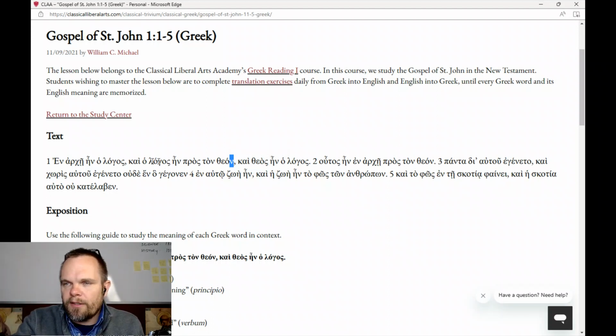So this first phrase here, or the first two phrases, we have en arche ein ho logos, kai ho logos ein pros ton theon. Make sure you pay attention to those accents. Theon. We then have the word kai again. Kai. Remember, one syllable because alpha iota makes a diphthong. So that's one syllable. Kai. Then we have theos. You can see theon and theos, two different cases or forms of the same noun.